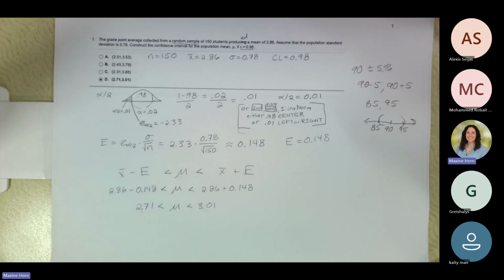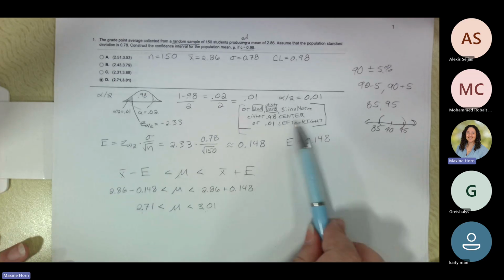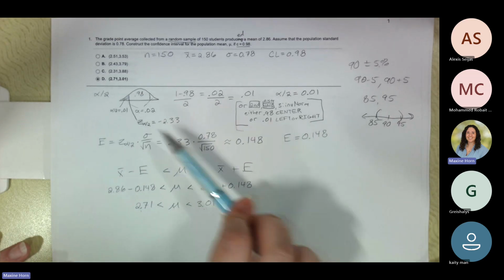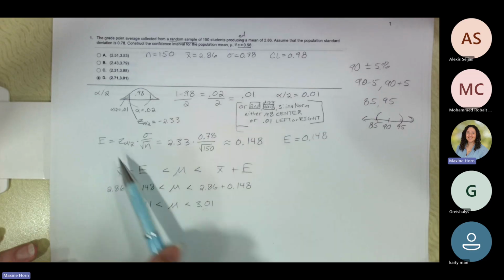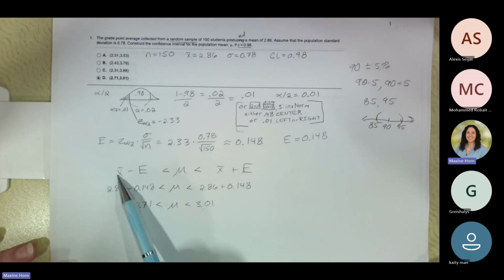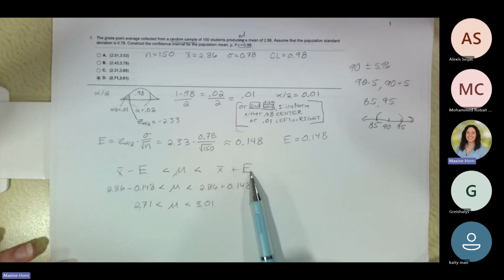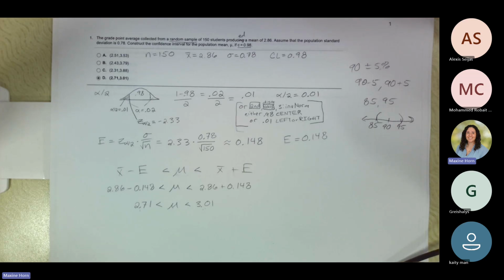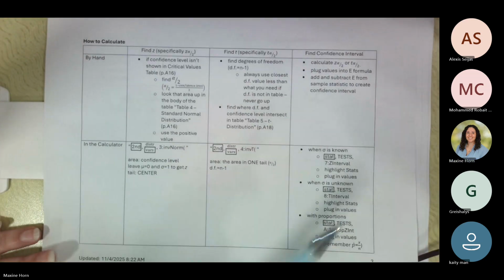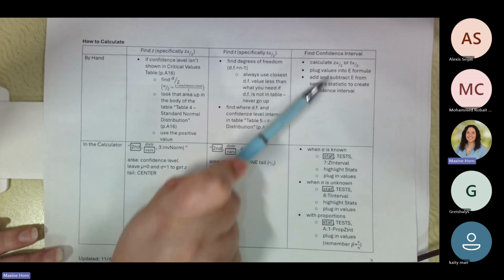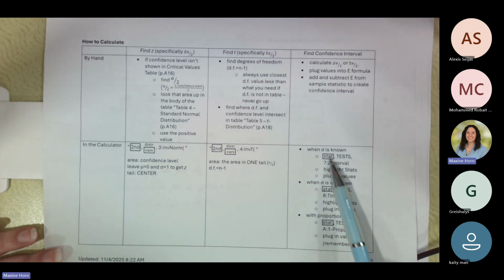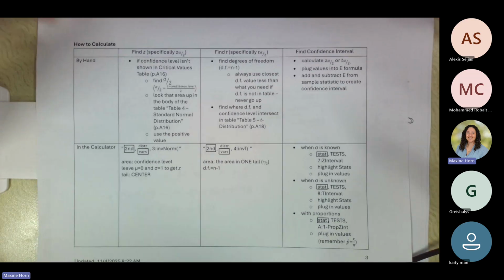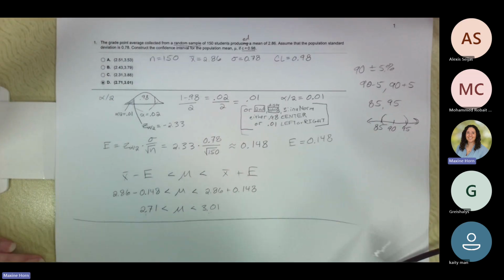Okay. All right, so we did it fully by hand, and then I showed you how to do it partially in the calculator. Like you can find the z-score in the calculator, and then once you find the z-score, you plug it into your error formula, and then plug that in to get your full confidence interval. Another option is to do it 100% in the calculator, right? When the population standard deviation is known, to find your confidence interval in the calculator, we're going to go to tests, and we're going to do a z interval. Okay. So this is how to do it fully in the calculator.